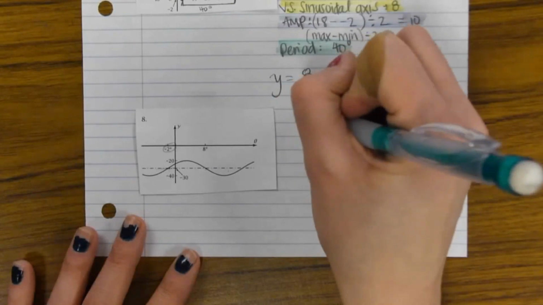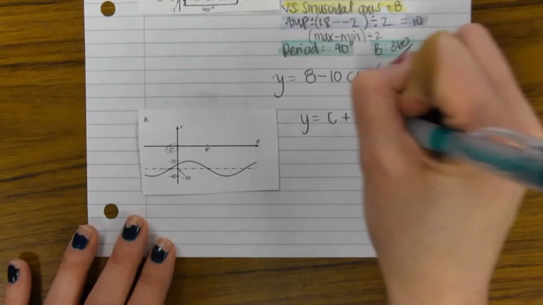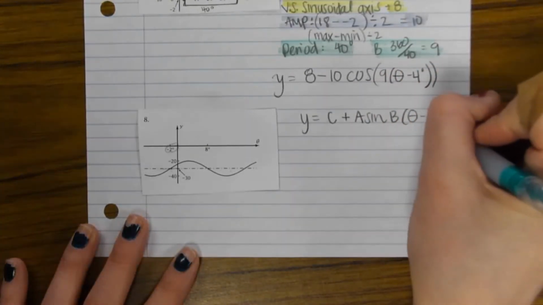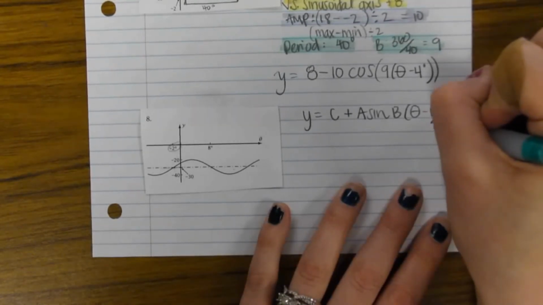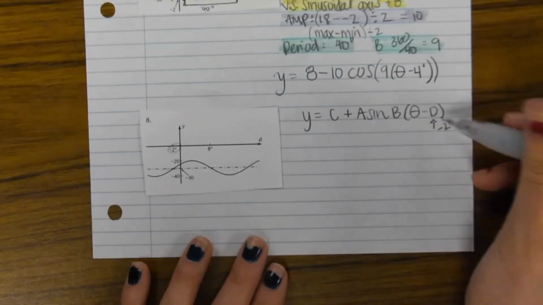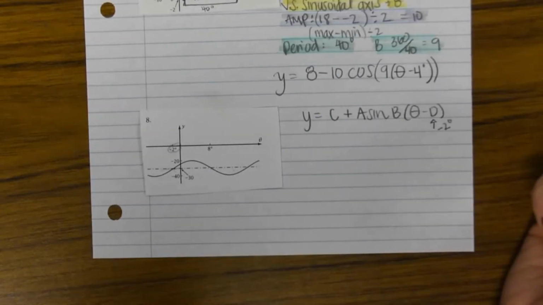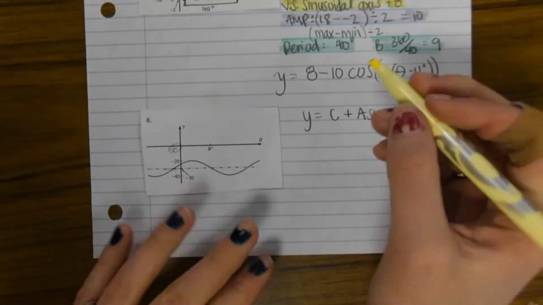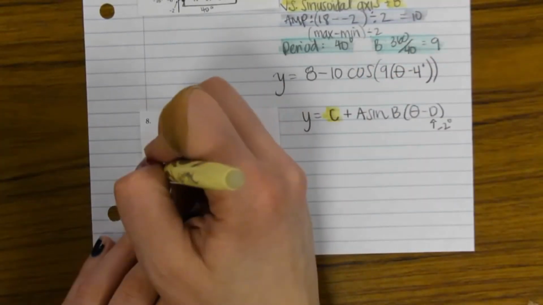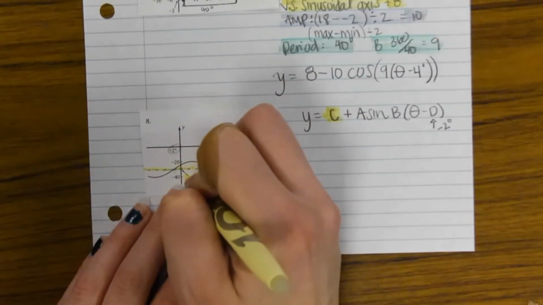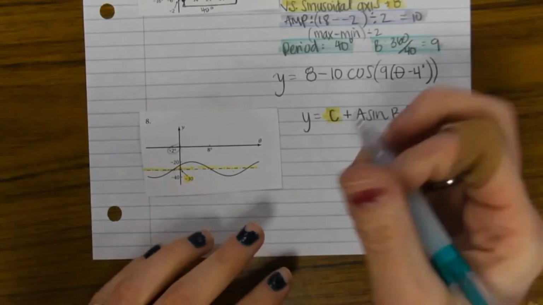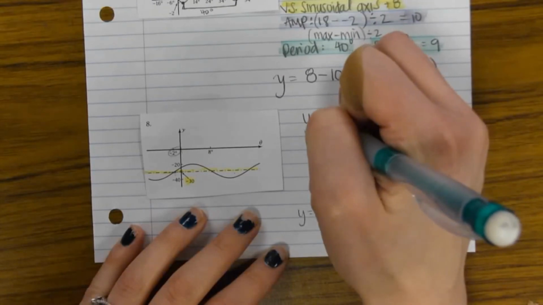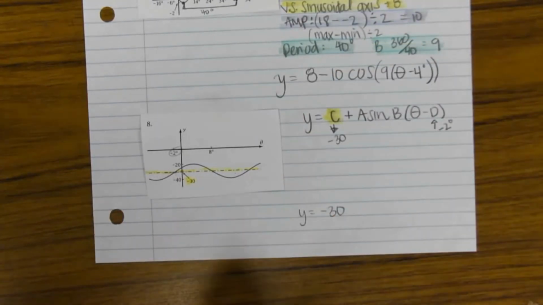So if that's the case, we're going to have y equals c plus a times sine of b theta minus d. We already know that d is negative 2 degrees. A negative and a negative makes a positive. Keep that in mind. So since we already know that, we can figure out the rest of the stuff. C is our sinusoidal axis, and that was really nice of them because they gave it to us. They said this is negative 30. So we can already write that in there. Y equals negative 30, and on here I'll write negative 30, just so we have it written down.